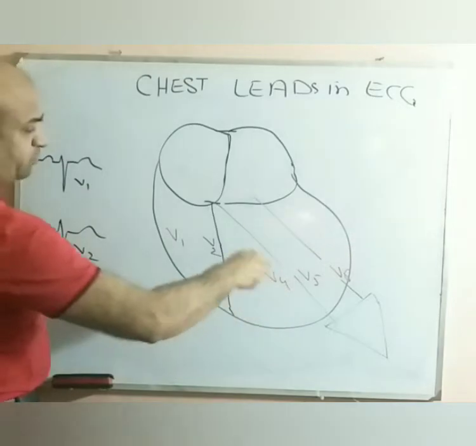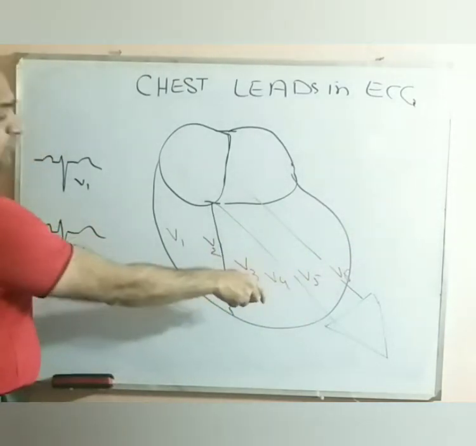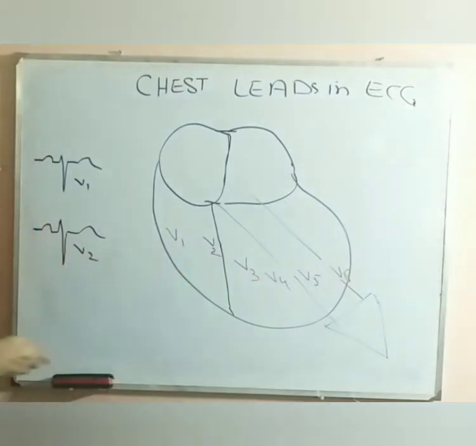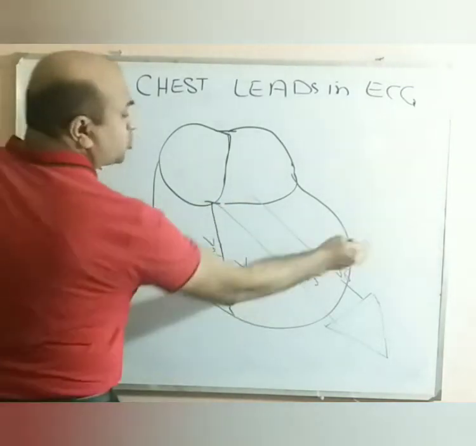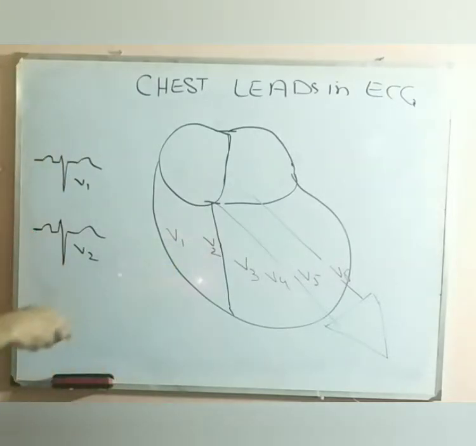Because the major portion of the electrical activity is represented by the left ventricle. These two chest leads are located anteriorly and this muscle mass is located posterolaterally. So the wave of depolarization is going away from V1 and V2. So V1 and V2 generate negative deflections.